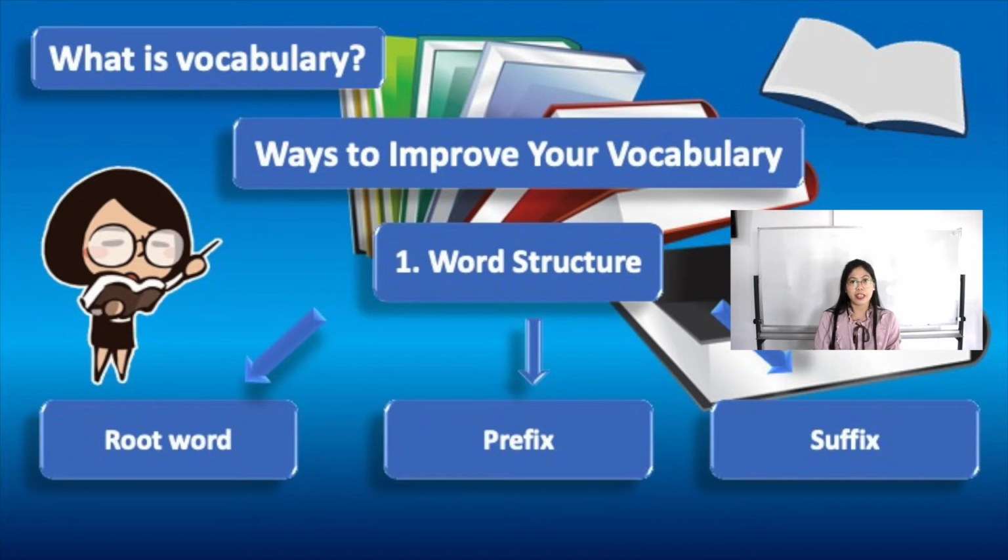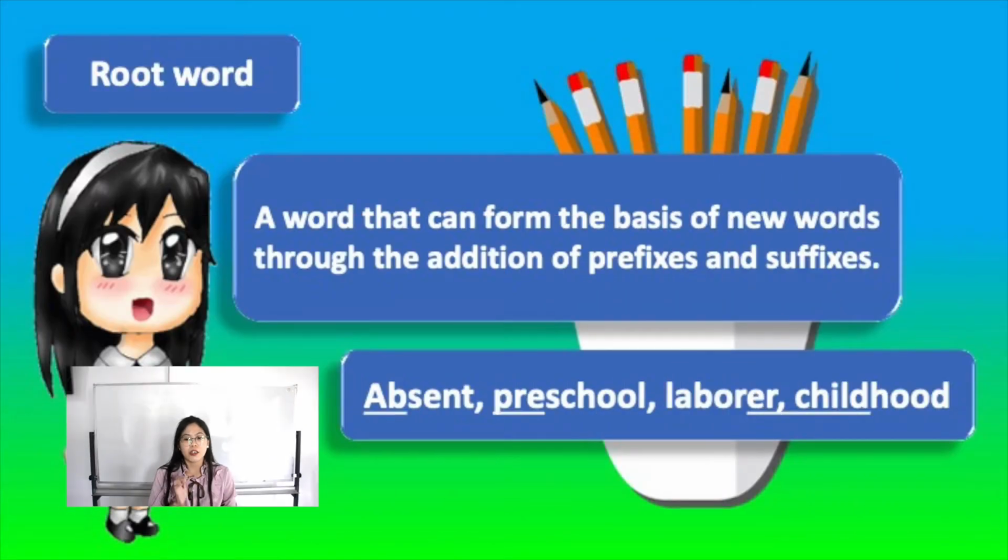Let's define them one by one. A root word is a word that can form the basis of new words through the addition of prefixes and suffixes. In other words, once you pull off any prefixes or suffixes in a word, the root is what remains. For example, in the word absent, the root word is sent. In preschool, the root word is school. In laborer, the root word is labor. And in the word childhood, the root word is child.